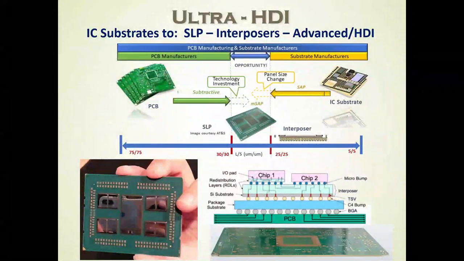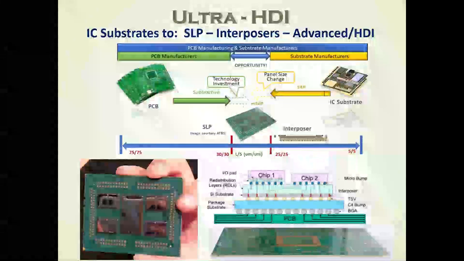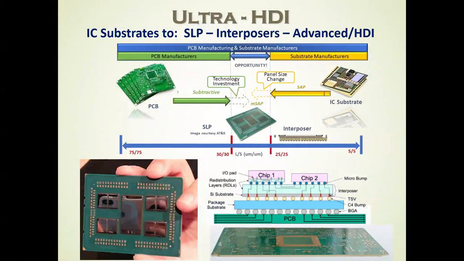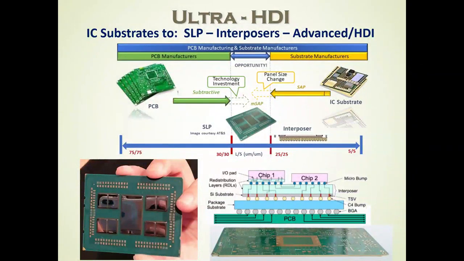So Ultra-HDI is the big advanced techniques. And you can see there that the Ultra-HDI is really focused at the 25-25 micron down to 5 and 5 for IC substrates and interposers. Whereas printed circuit boards, typically the subtractive, goes down to about 75 micron lines and spaces or 3 mil lines and spaces, down to just above 2 mil lines and spaces at 30. And that involves HDI.